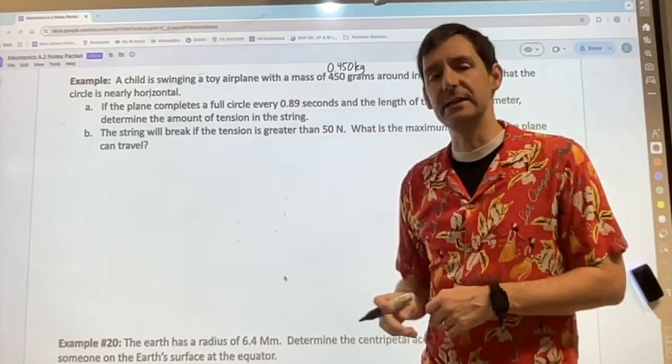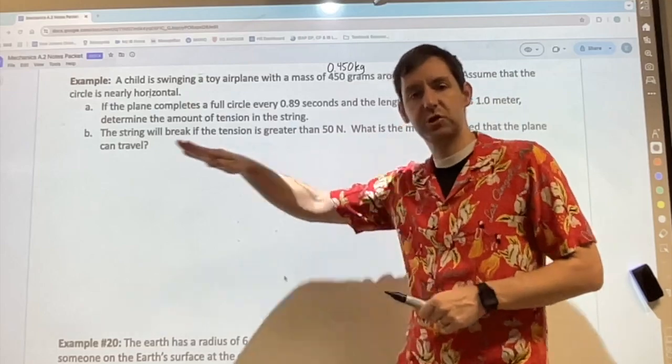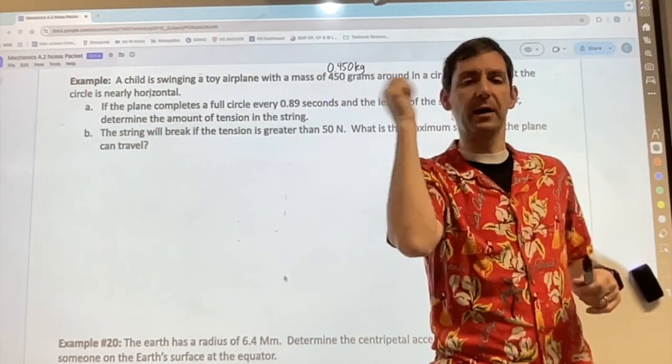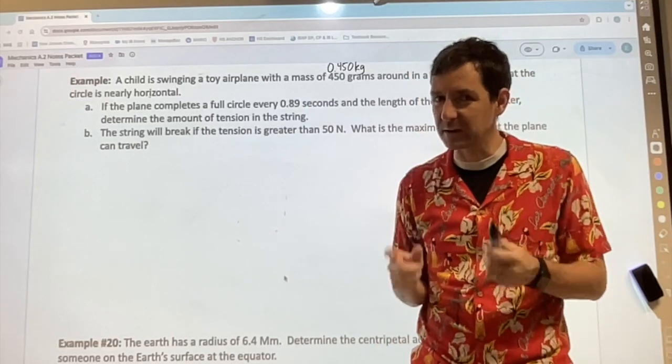Assume that the circle is nearly horizontal. Okay, so a toy airplane being swung around by a string. Now, the reality is that the string can't ever be perfectly horizontal.